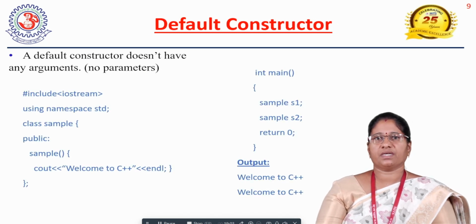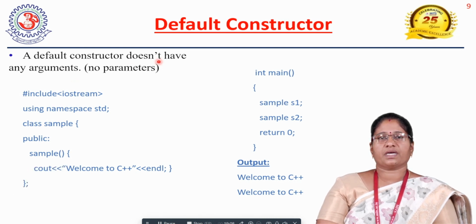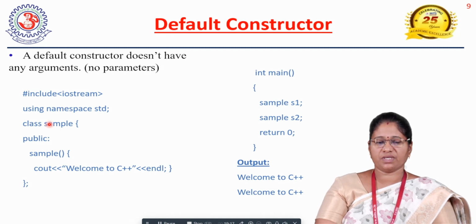First one is the default constructor. Here the default constructor means the constructor does not have any argument. I told you there are no arguments. So how are we going to use this default constructor in the C++ language? Here, the same thing. You have to use your class name as sample. Here the class name is sample. Within that, in the public access specifier, you have to use your constructor. The constructor name is also sample. Look here, there is no argument. So I told you this is called your default constructor.